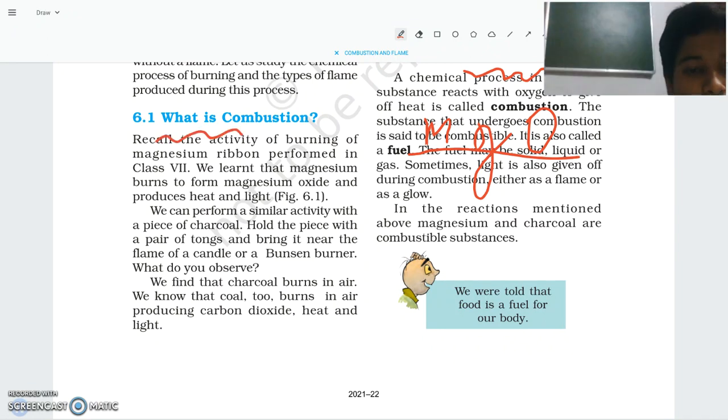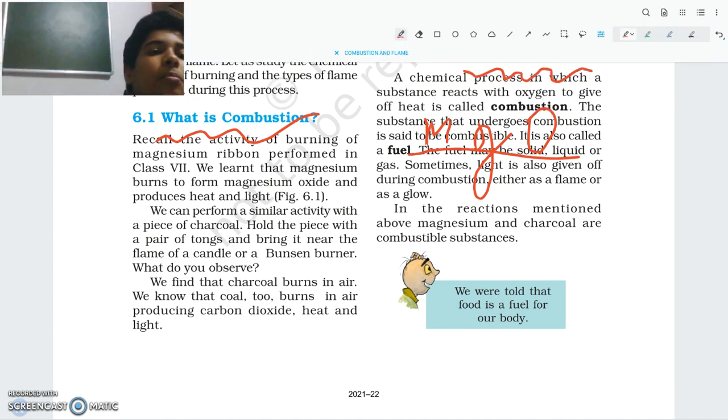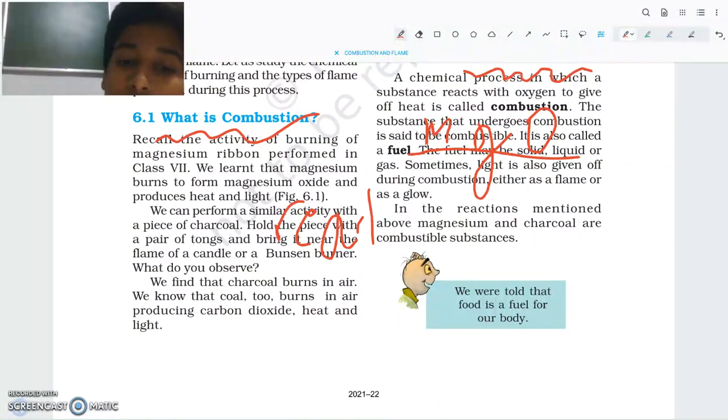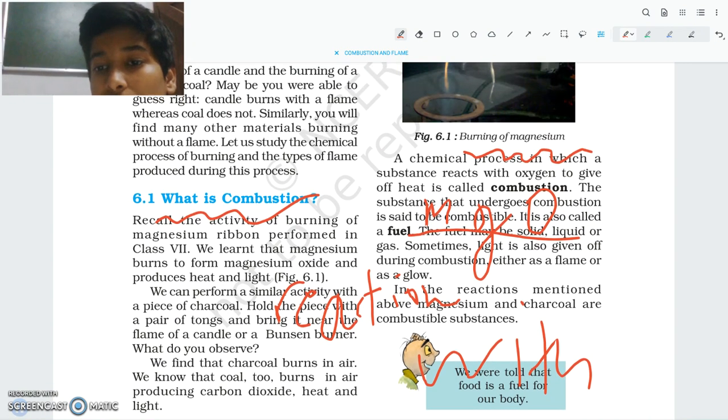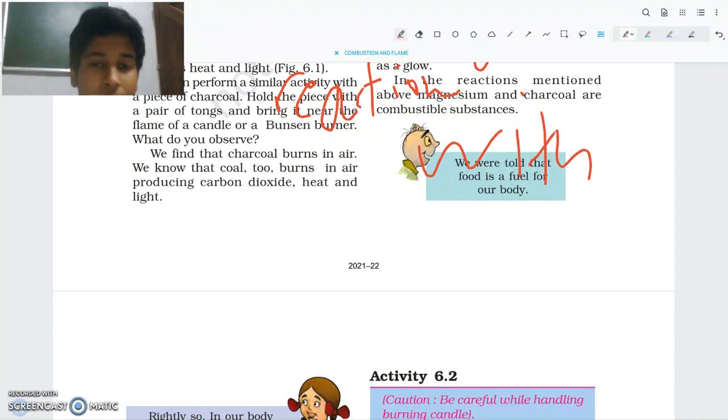How can we define combustion? First we should say it is a chemical process. This is the main definition. Now what should we say next? It is a reaction, a chemical reaction, and it happens with oxygen only, in the presence of oxygen. As I said, magnesium forms magnesium oxide in the presence of oxygen.